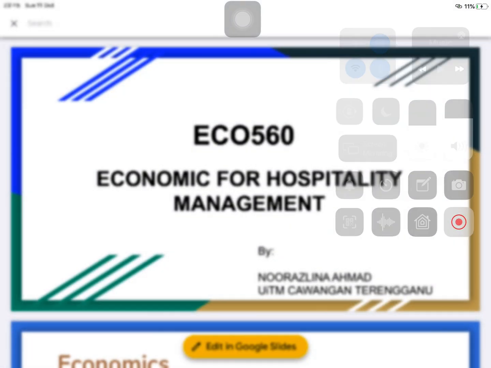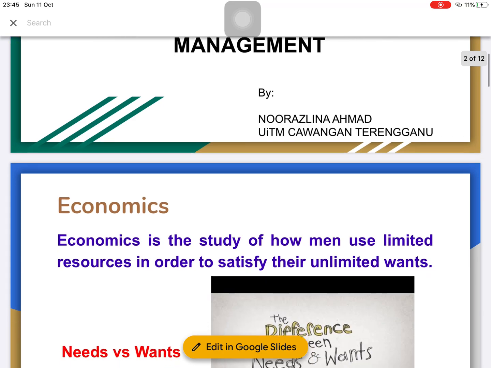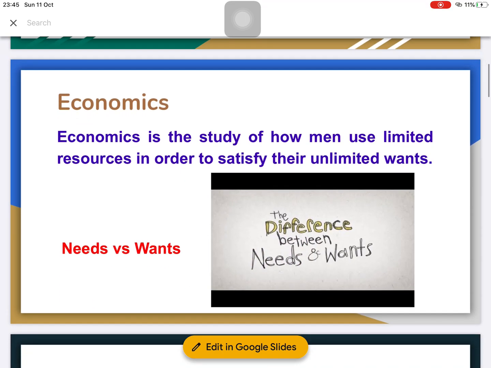Okay, so topic 1 is introduction to economics for hospitality management. Economics is the study of how men use limited resources in order to satisfy their unlimited wants. So economics is the way in which individuals, groups and organizations use resources to improve their well-being. So what is the difference between needs and wants?